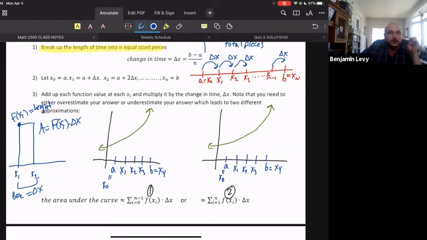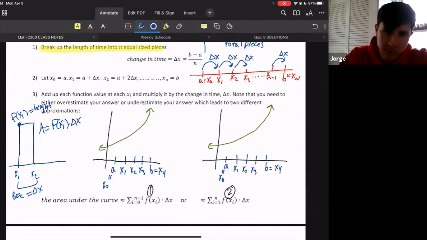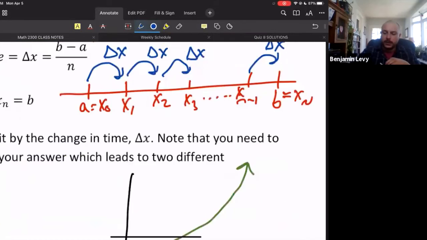Someone in the chat said, what's that x before the b? I'm not sure what you mean. x3? Is that what you mean? I think he meant x sub n minus 1 in the example before. Oh, this thing right here.